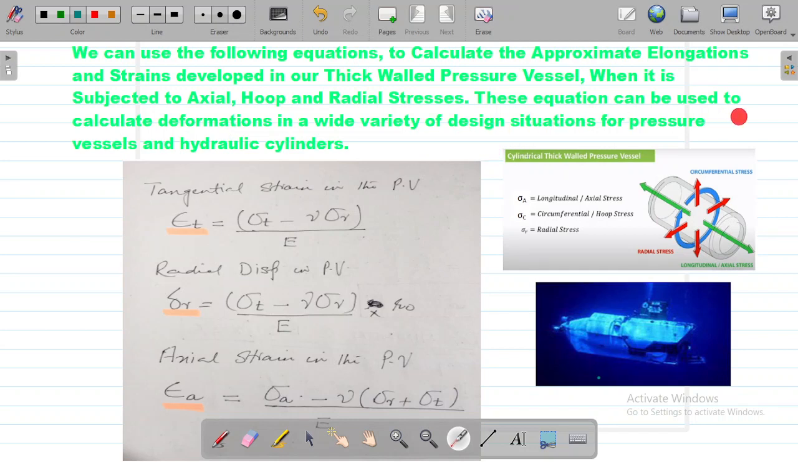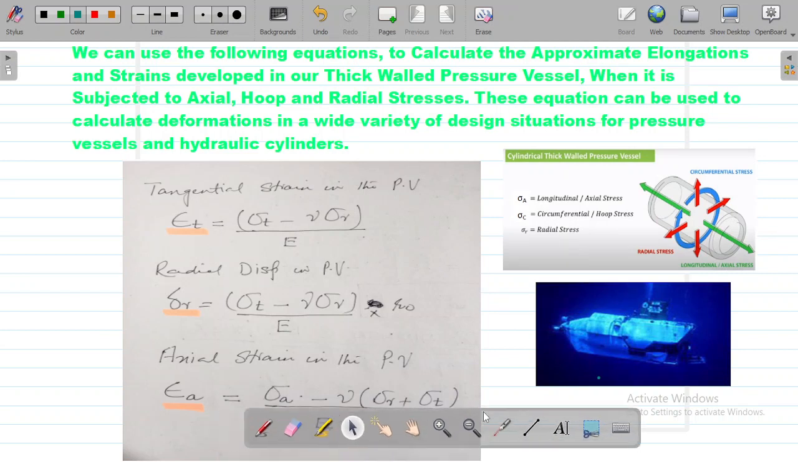These equations can be used to calculate deformations in a wide variety of design situations for thick walled pressure vessels, and for hydraulic cylinders, and for the designing of the submersibles. We can use these calculations to approximately calculate the resulting strains and elongations developed in our pressure vessel.